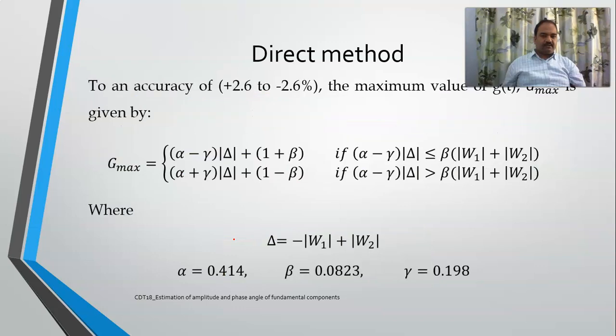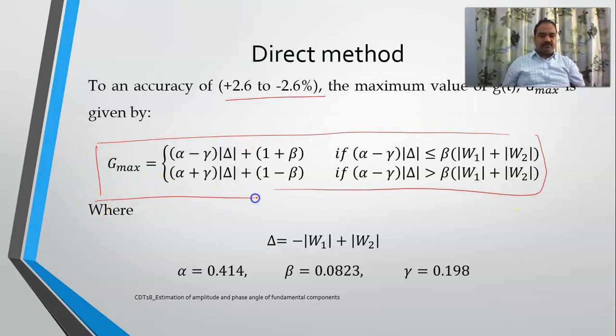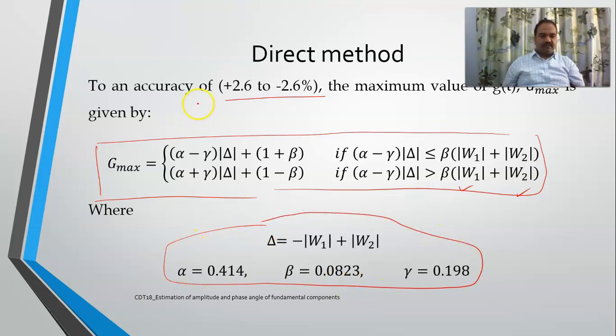this is the representation. In the earlier case we saw plus or minus 4.28% accuracy. If you want to improve that accuracy to plus or minus 2.6%, then this is the formula, a little bit complex, that you are supposed to employ. Here W1 and W2 represent the Walsh coefficients, whereas delta, alpha, gamma and beta are given by this. So this is one mechanism. It gives us an accuracy of plus or minus 2.6%, and it can be employed to determine the fundamental component phasor.